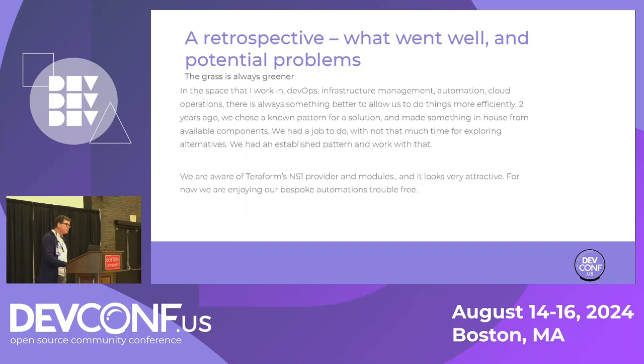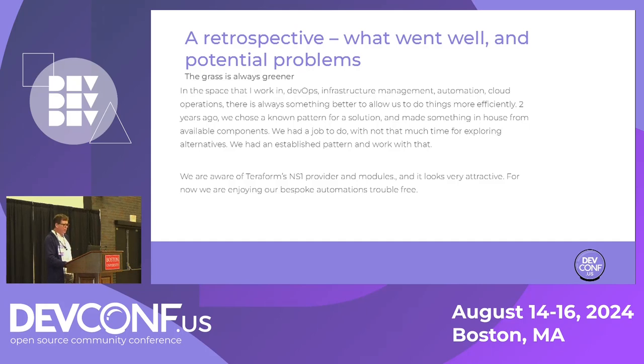So another thing we're considering is looking at other stuff. We work in DevOps, infrastructure management, automation, cloud operations. There's always something that does it more efficiently. We chose a known pattern for a solution 2 years ago and made something in-house from available components. We had a job to do, and we didn't really, at the time, consider exploring alternatives. We knew how we would do it, so we just went ahead with that.